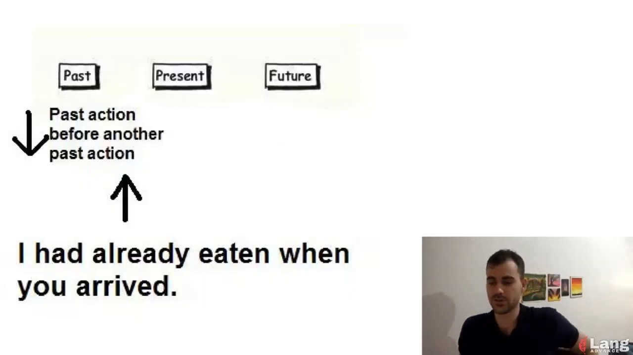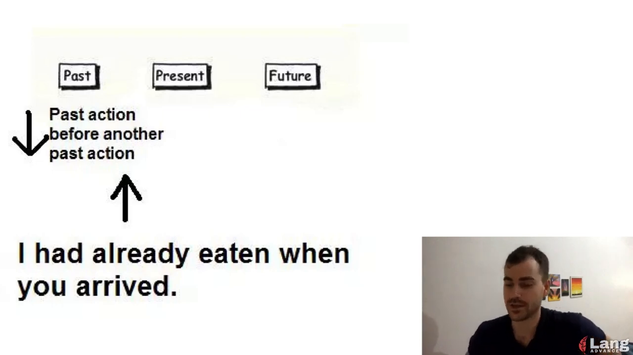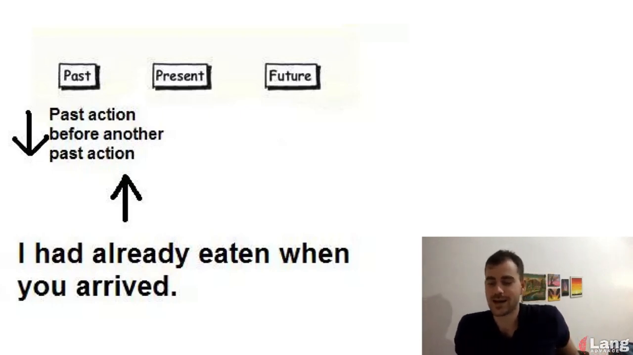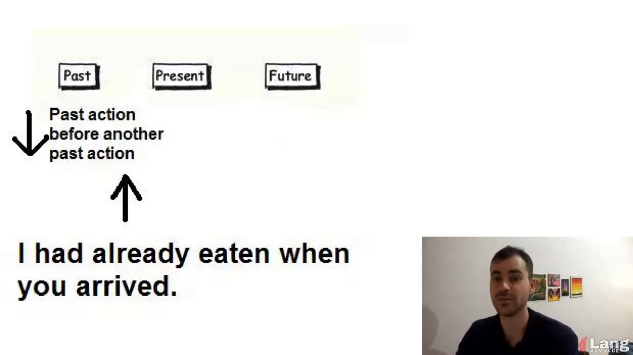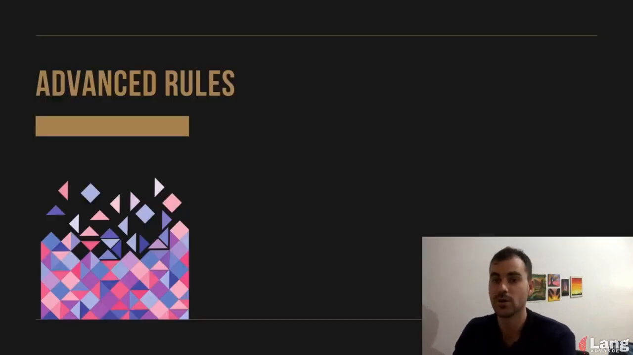Here's another example of a past action before another past action. I had already eaten when you arrived. Past perfect. I had eaten. I had already eaten. And you can put an adverb before the past participle. Now we're going to go into more advanced rules, which will help you to understand how the past perfect can be used in more unusual and subtle ways.